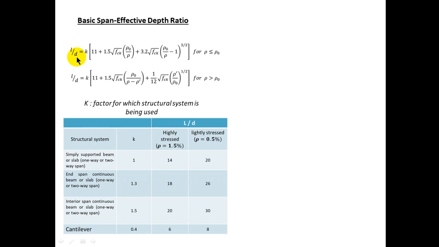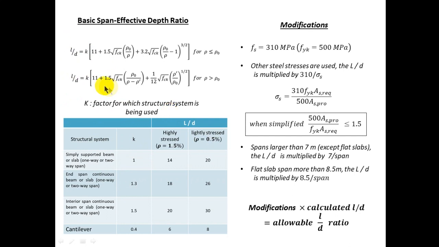This one will be compared not to the span over 250 as I mentioned earlier. This one will be checked with the actual span to depth ratio of our beam. Well, this is not yet the allowable span to depth ratio. There are what's so called the modifications. So let me just put it in this way.